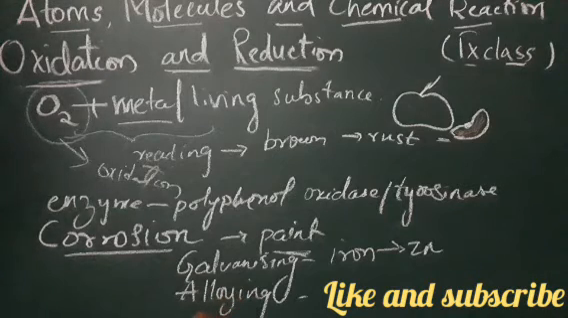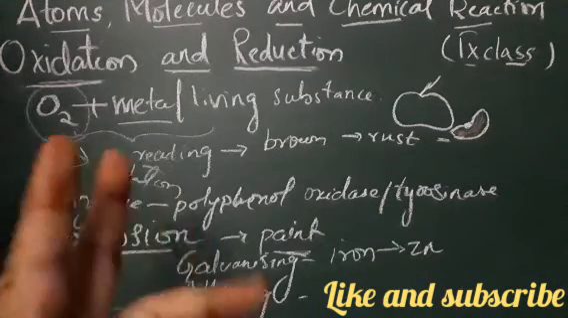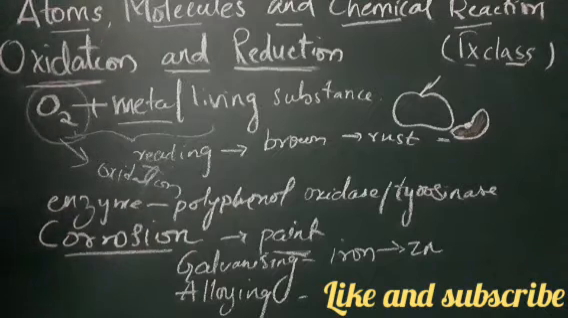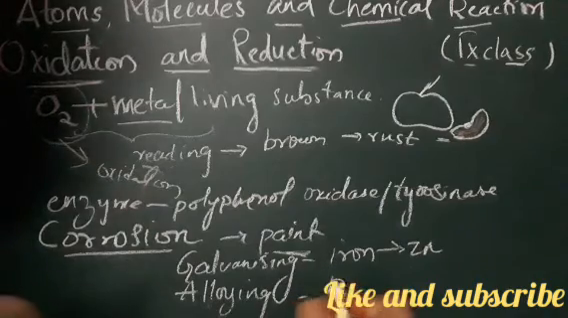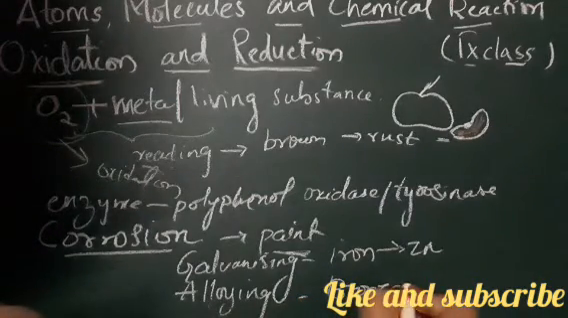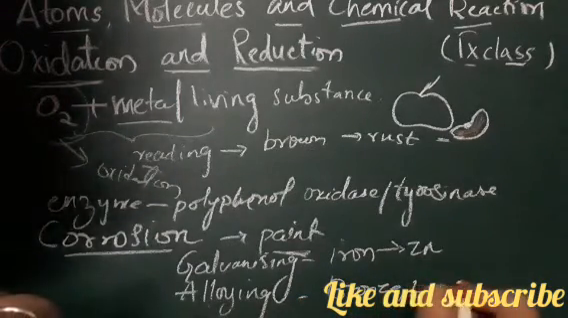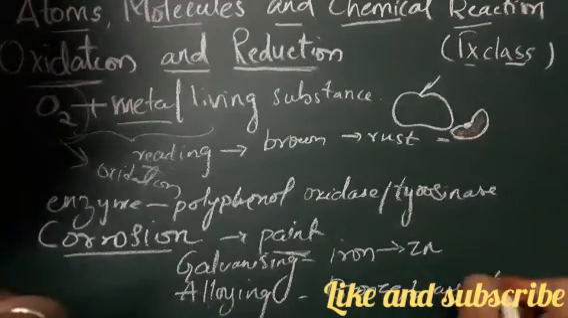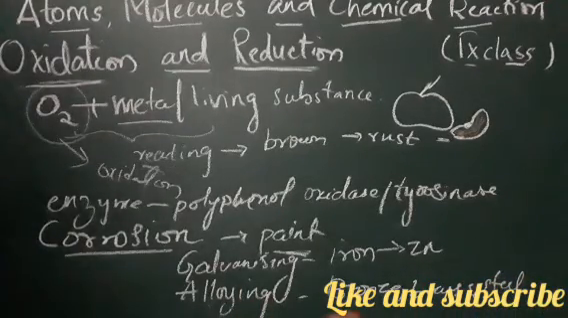When we create something new by the fusing of metals and non-metals, or metals and metals, to create something very strong and shiny, that is called an alloy. For example, we have bronze, brass, and steel. These are all examples of alloys. Fine, so we'll see some of the important effects of oxidation on our daily life.